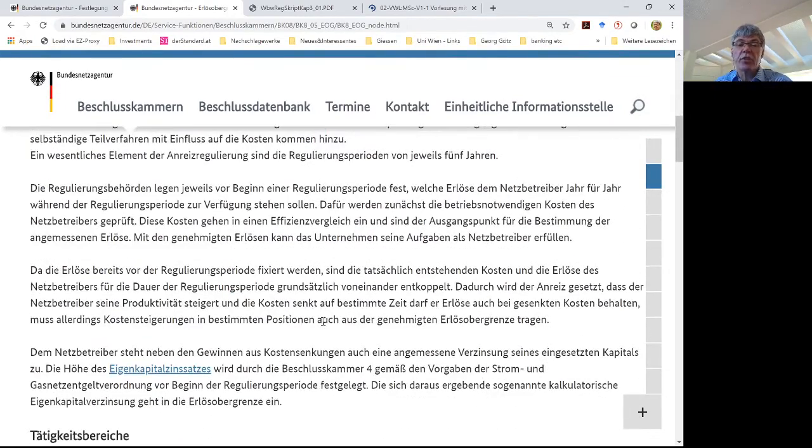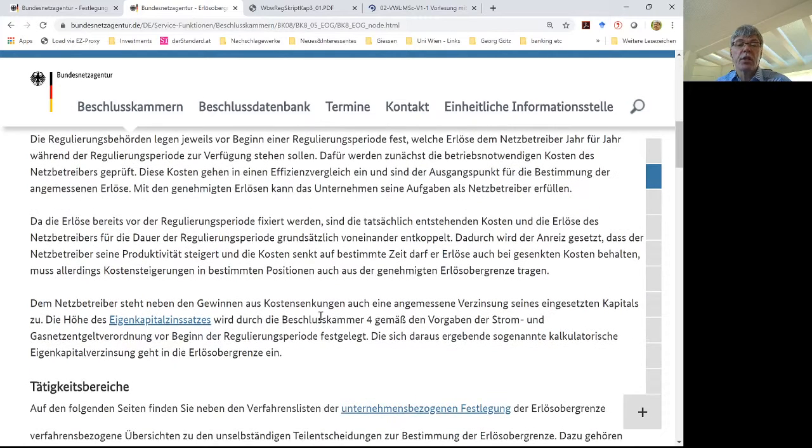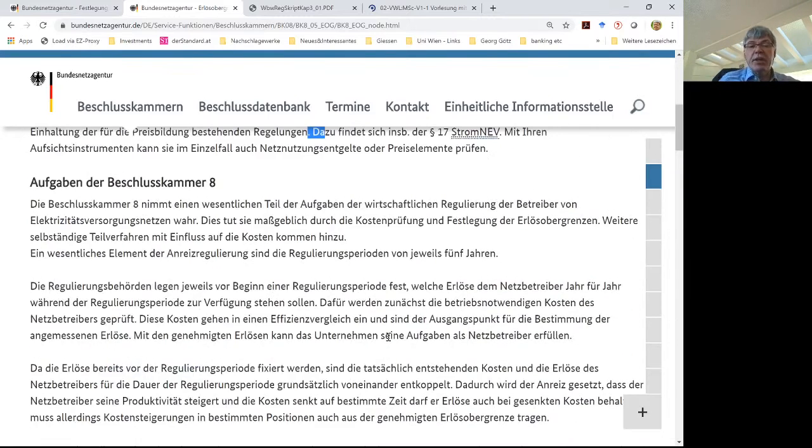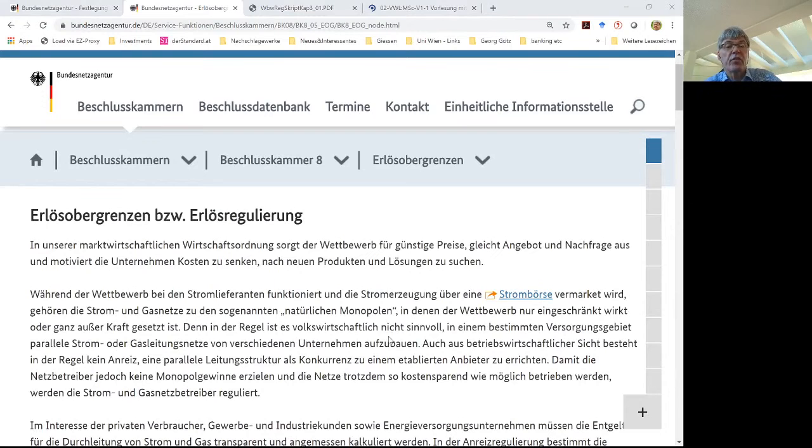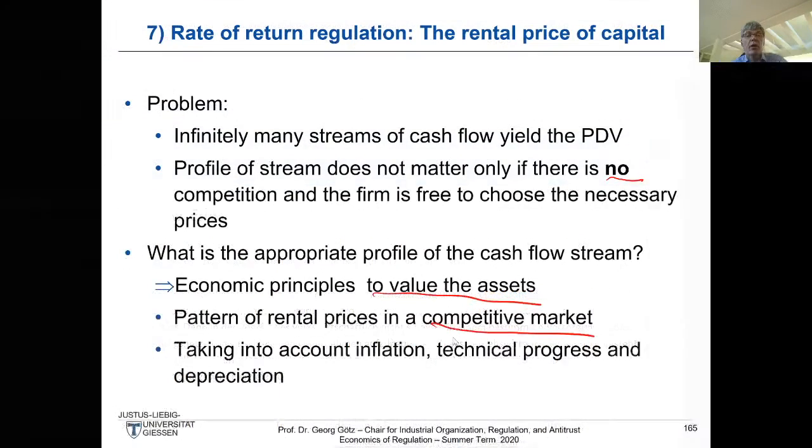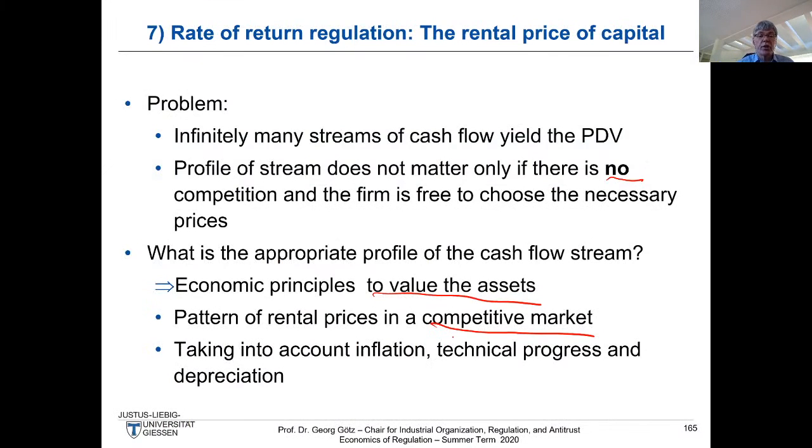And I just don't find it here, but they should have an appropriate rate of return on that, and typically they should have prices or profits according to what would occur in a competitive market. And of course, what we also have to take into account is there is inflation, there is technical progress, and there is depreciation.